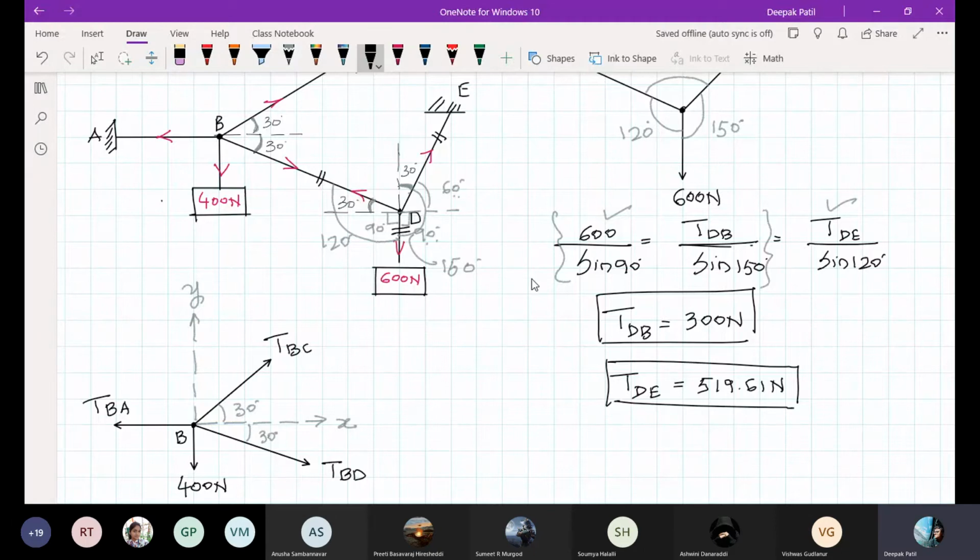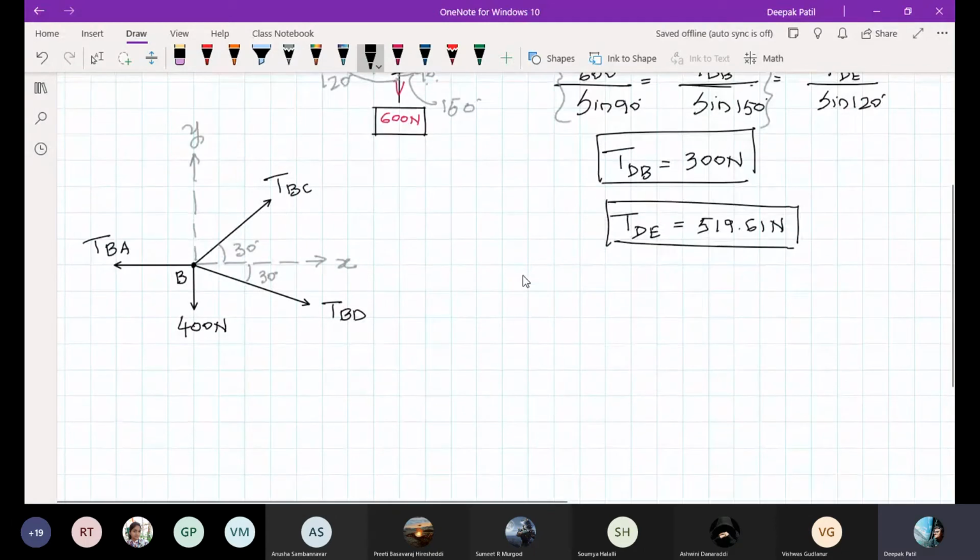Now you can see that here you cannot apply Lami's theorem directly because 4 forces are there, I told you. And TBD is known to us, which we have already calculated as TDB, which is 300 newtons. So we don't know TBC, we don't know TBA, and this is known to us, which is 400 newtons. Now in these types of cases where you cannot apply Lami's theorem and where point B is in equilibrium, you can apply the equations of equilibrium. And since all these forces are concurrent forces, you have the option of applying only 2 equilibrium equations.